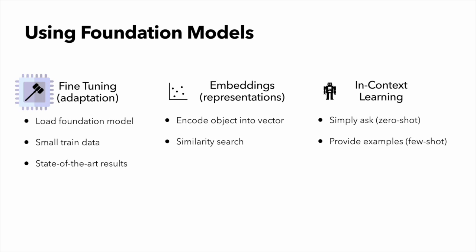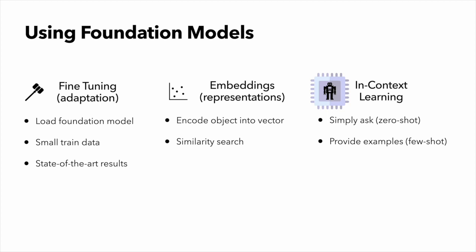Basically, you load some foundation model like BERT. You use a small amount of training data to fine-tune your model, for example in 20 to 30 minutes, and you can achieve state-of-the-art results. The second way of using foundation models is embeddings or representations. Basically, you only use the encoder to encode the input object, like an image, text, or table, into vectors, and you can use the vectors for semantic search or for classification.